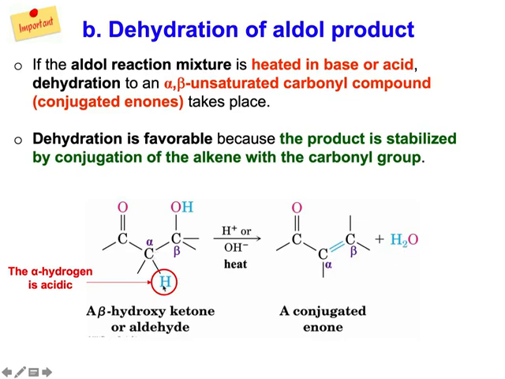The alpha carbon is attached to the alpha hydrogen. This alpha hydrogen is very acidic because it sits between the carbonyl and the C-OH. So the alpha hydrogen, in the middle of these functional groups, is very acidic. In the presence of water together with heat, we want to convert this product to the more stable end product by conjugation of the enone.